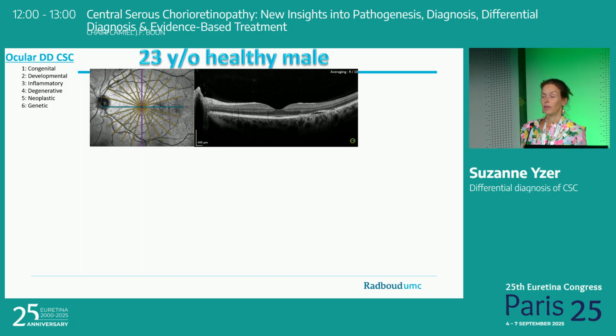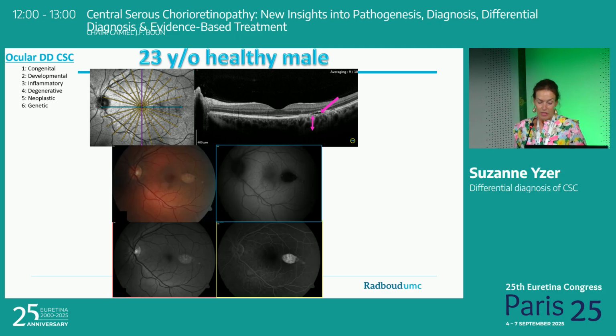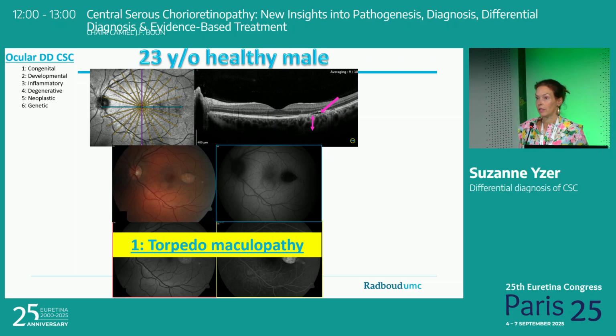The first example is of a 23-year-old healthy male who was seen by us because of glaucoma in his family. So he was just there for glaucoma screening. And subretinal fluid was seen. Multimodal imaging was performed because of the presence of subretinal fluid and these changes in the choroid seen on the OCT. But actually, if you look at the fundus photo, so just by fundoscopy, the diagnosis is already clear. This is torpedo maculopathy. This is congenital, and the patient is not experiencing any problems. This is something that's stable and will be like this for the rest of his life.